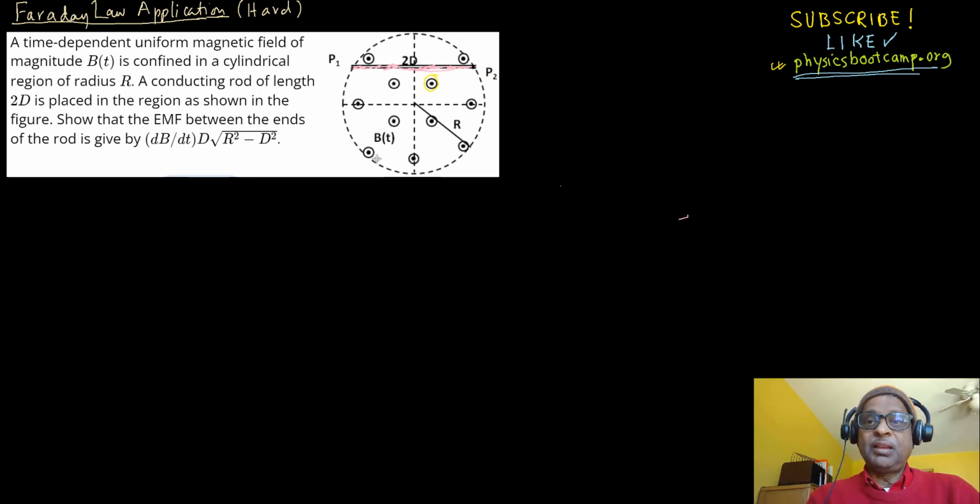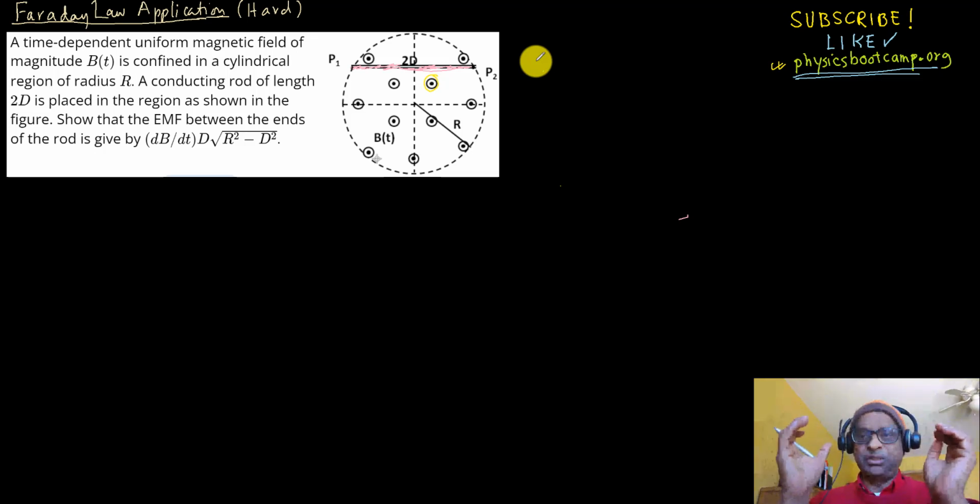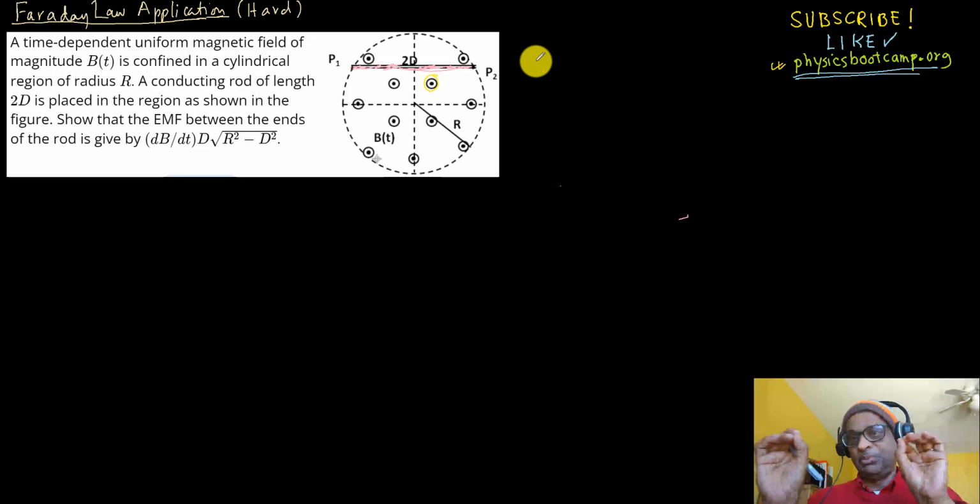So what's the definition of the EMF? EMF, if you have a DC situation, then it's a voltage across the source. That's the EMF of a battery, for instance. In electrostatics, you can say potential difference. But here you don't have electrostatics. Here you have electrodynamics, so you have to be very careful.